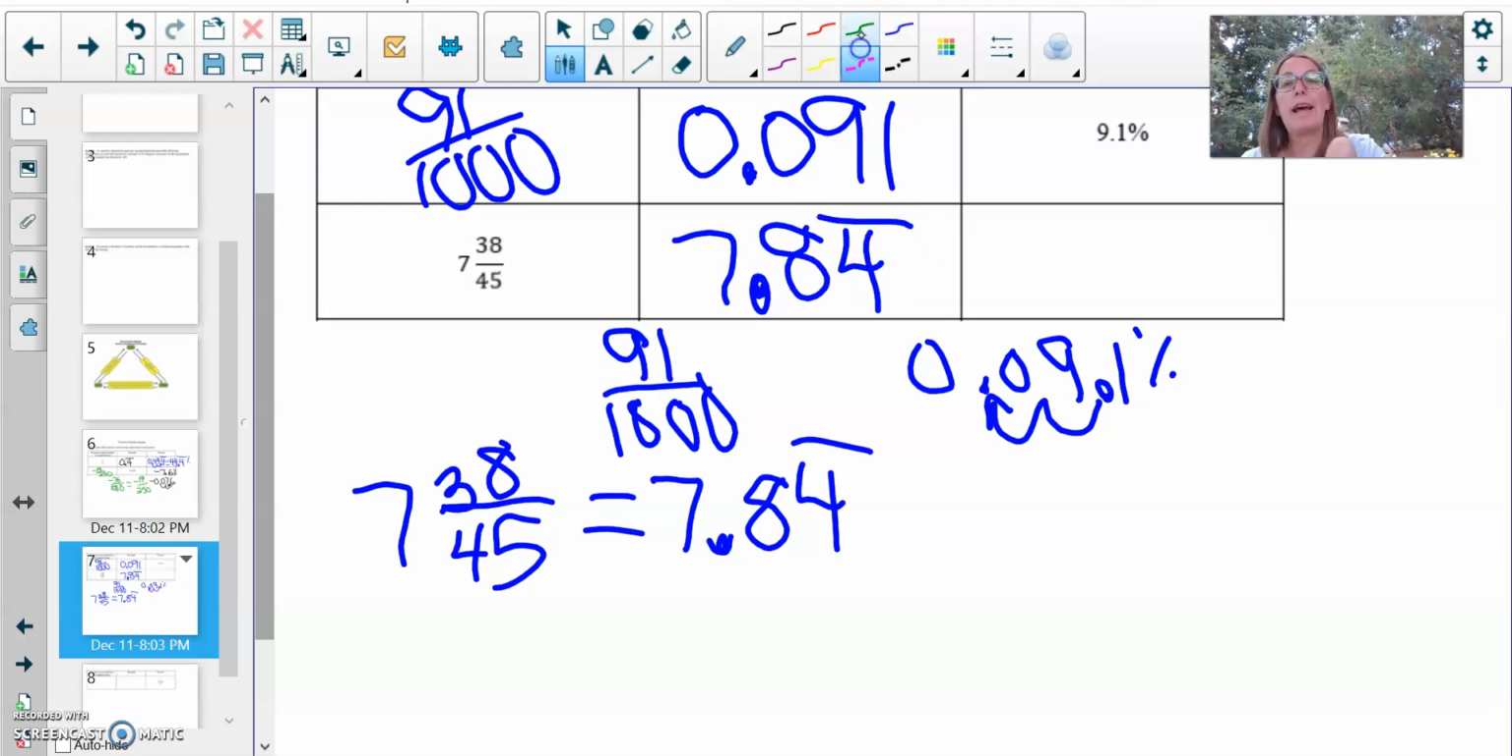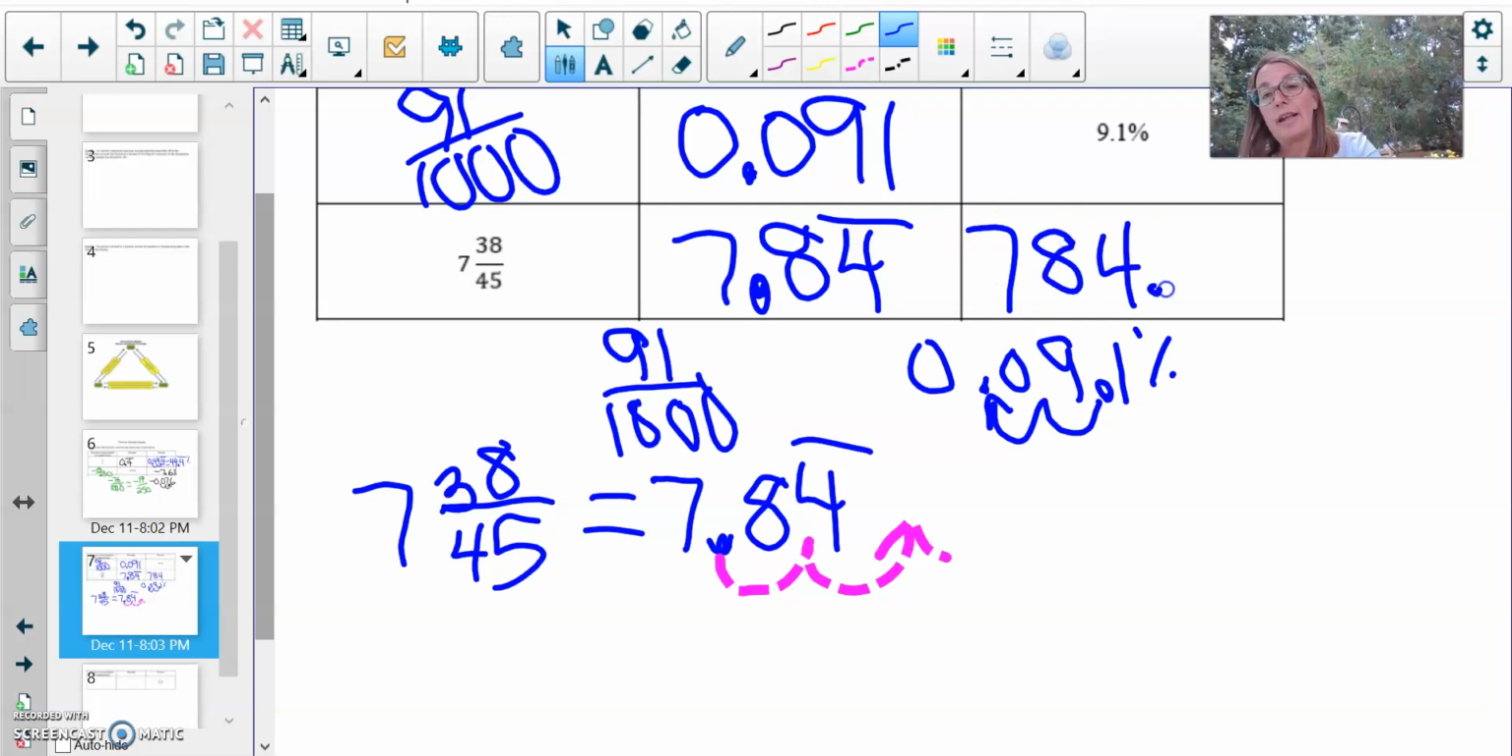And now converting that decimal to a percent, I'm going to move my decimal 2 spots to the right and then put in my zeros. So I get 784 and 4/10 repeating percent.